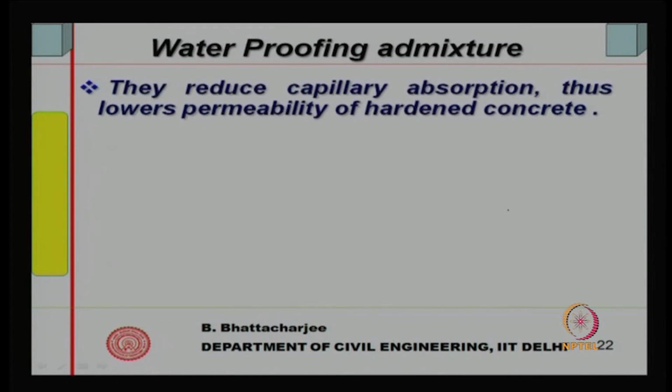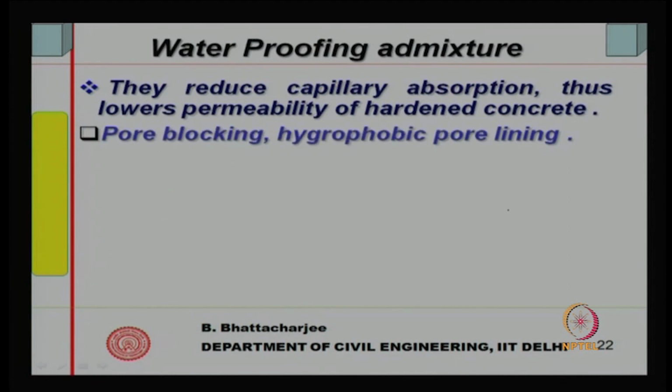Waterproofing admixtures reduce the capillary absorption, thus lowering the permeability of hardened concrete. These admixtures, when you add them to the concrete system during mixing, in the later stage act onto the capillary pores in some manner or other and lower the permeability of hardened concrete. They can be of this kind: pore blocking treatment or hydrophobic, that is water repelling, pore lining treatment.